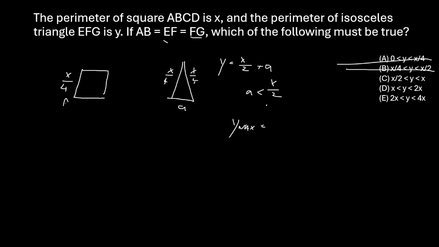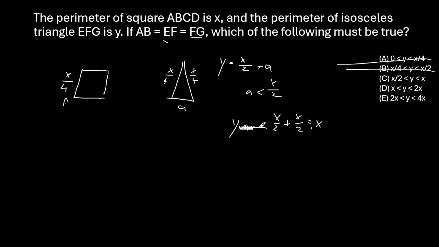a is at its maximum value. A is at its maximum value when it's x over 2. But it couldn't actually be x over 2, so it's just a bit smaller than x over 2. So we actually don't have a maximum, but we know that y has to be smaller than x over 2 plus a, which is smaller than x over 2. So y has to be smaller than x.